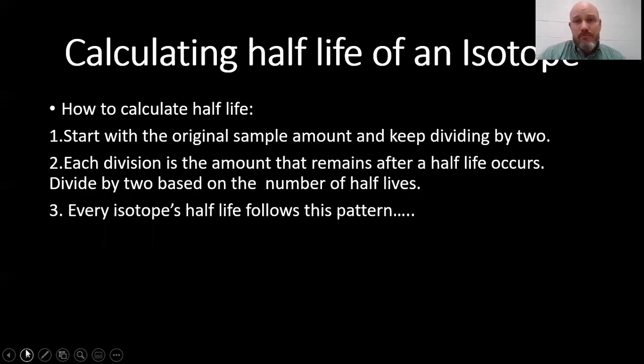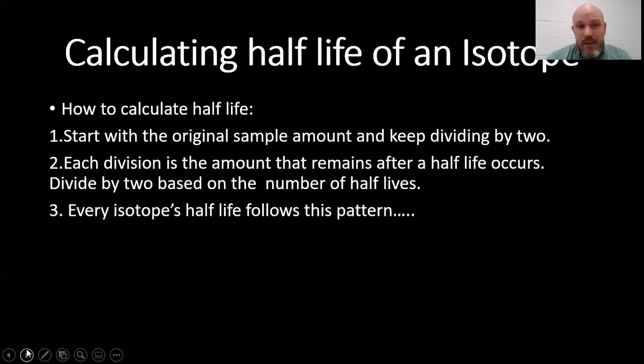So this is what you do. It doesn't matter what your numbers are. It doesn't matter what the amount of time has passed, the time for the half-life. Every problem follows the same general pattern. You start with the original amount and you keep dividing by 2 based off of how many half-lives have happened.